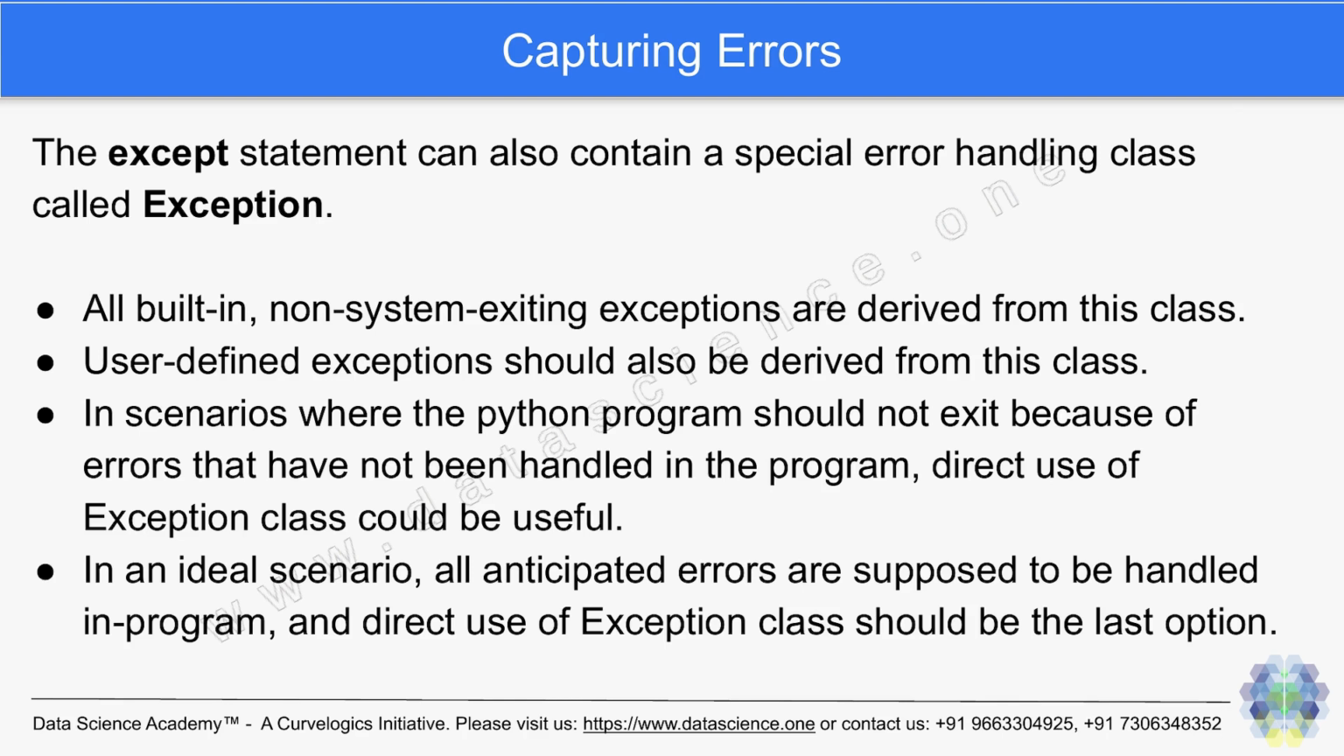The except statement can also contain a special error handling class called Exception. All built-in, non-system-exiting exceptions are derived from this class. User-defined exceptions should also be derived from this class. In scenarios where the Python program should not exit because of errors that have not been handled in the program, direct use of the Exception class could be useful. In an ideal scenario, all anticipated errors are supposed to be handled in the program, and direct use of the Exception class should be the last option.